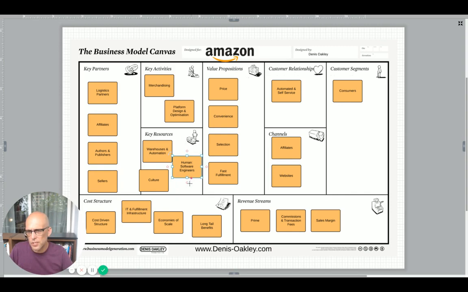So the key resources are the human software engineers, and also the automation engineers making the warehouses work really well. The people who actually work in the warehouses are basically human type robots. They're monitored, tracked, told exactly where to go, how to go, and they are timed all the way through. I expect that they are going to be replaced by robots as Amazon is able to do that.